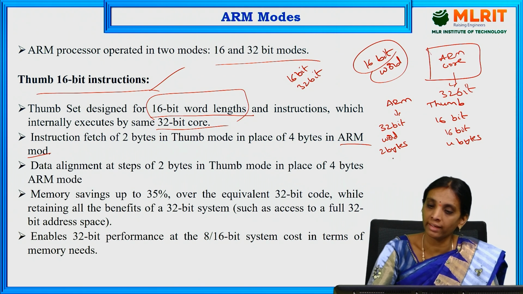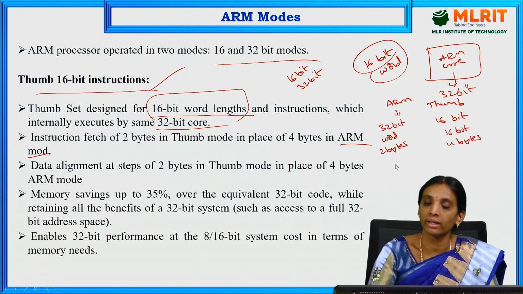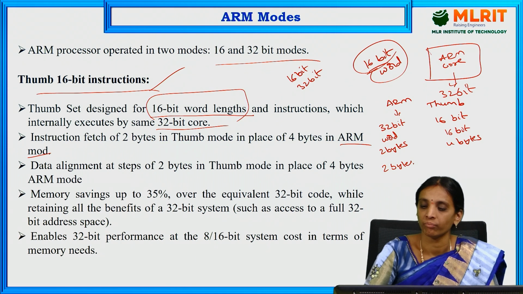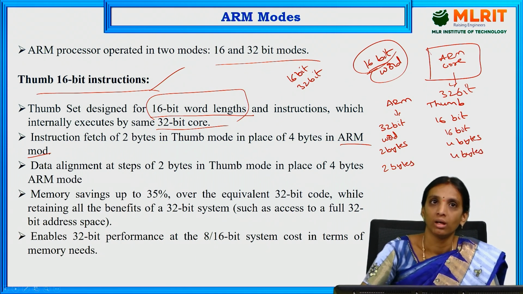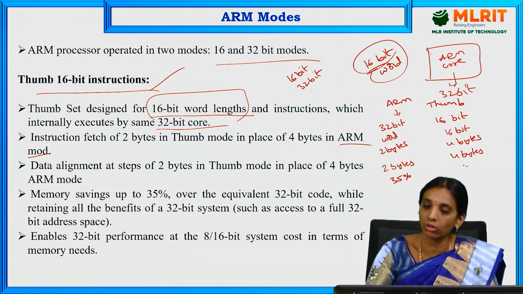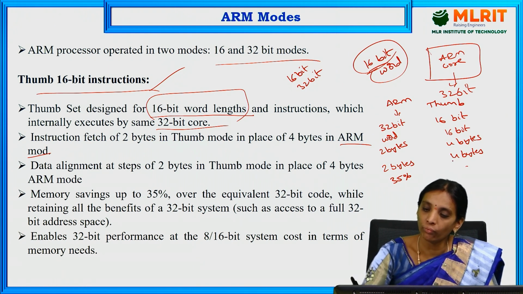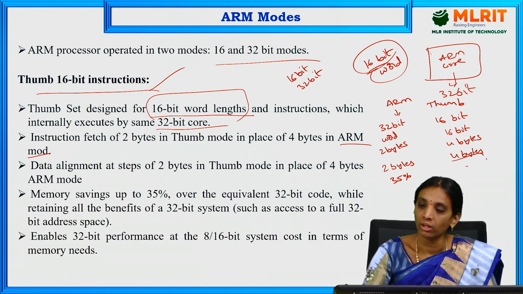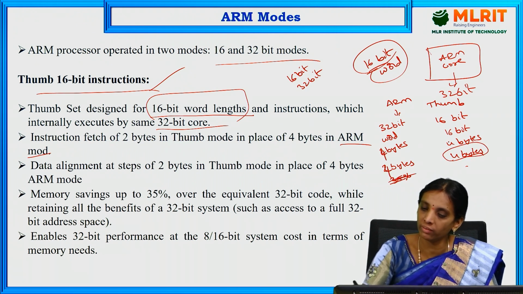And here the data alignment is, that means the data used for this instruction is 16-bit, so that means 2 bytes. Here the data used is 4 bytes. Here the memory saving will be up to 35%. Here we have more memory usage because here we are saving 4 bytes of data in the memory. Therefore, more memory can be utilized in the ARM processor. So in the ARM processor it is 4 bytes, here it is 2 bytes.